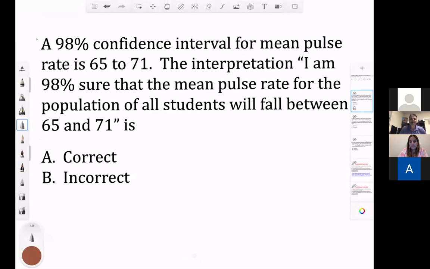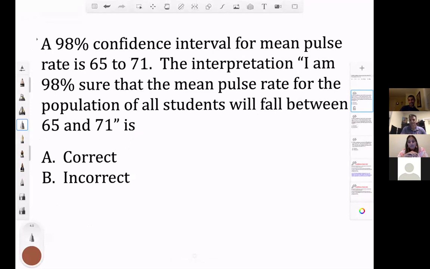Is that, I am 98% sure that the mean pause rate for the population of all the students will fall between 65 and 71. Is that correct or incorrect? That has to be correct. That's correct.